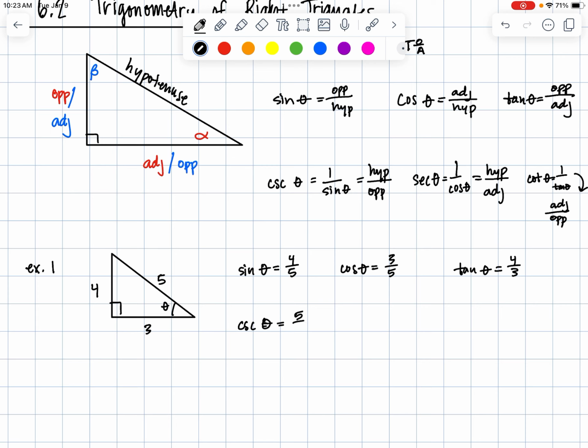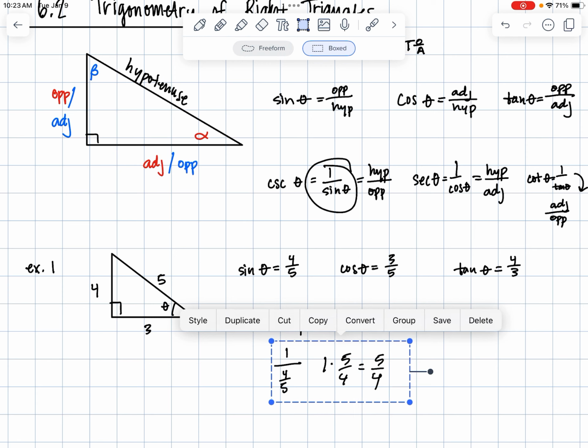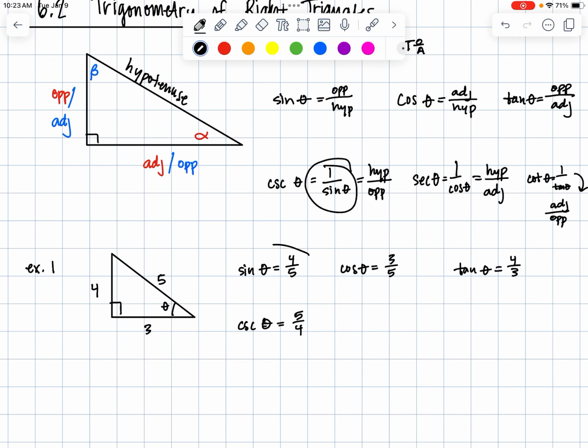Well, it's 5/4. If you have the ratio already, 4/5, it's easier to just take the reciprocal of that, as opposed to writing 1 over 4/5, which requires you to do some keep, change, flip, or multiply by the reciprocal: 1 times 5/4, which is equal to 5/4. I would avoid that if you already have a fraction for sine. If you already have this ratio given, just take the reciprocal.